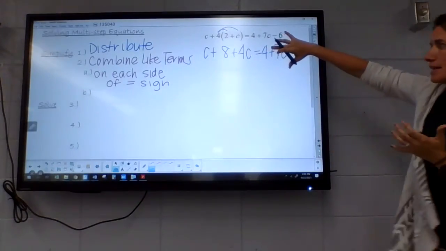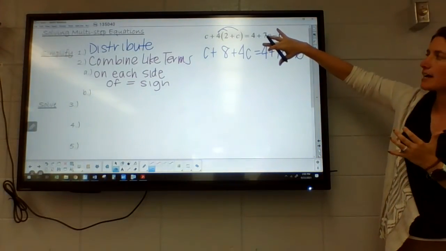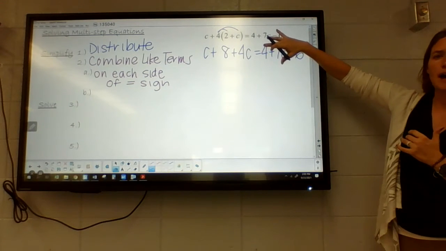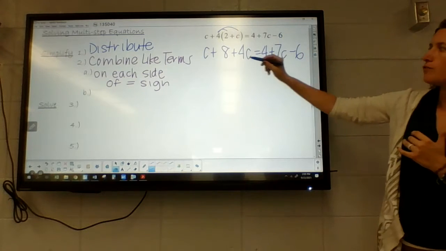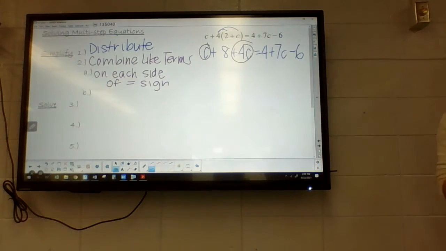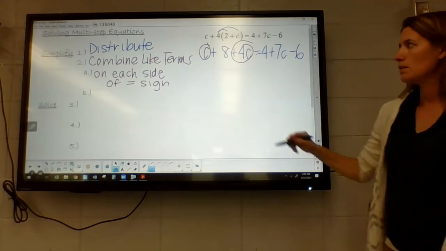Just like we did yesterday, look at just that left side of the equal sign. What can I put together over there? You can ignore this half. The 4C and C, we're just going to put those together. Just combine the like terms. So 4C and C is how many? 5C.